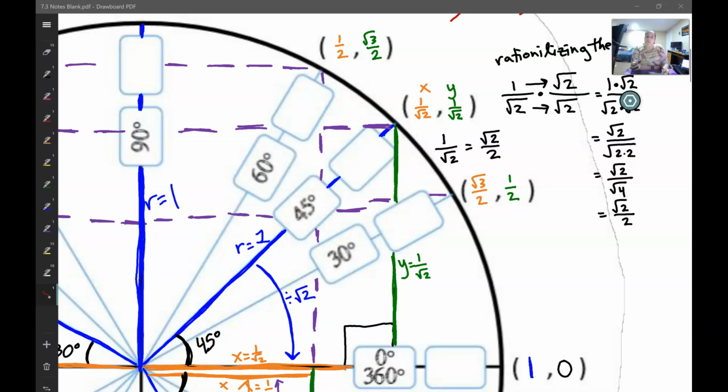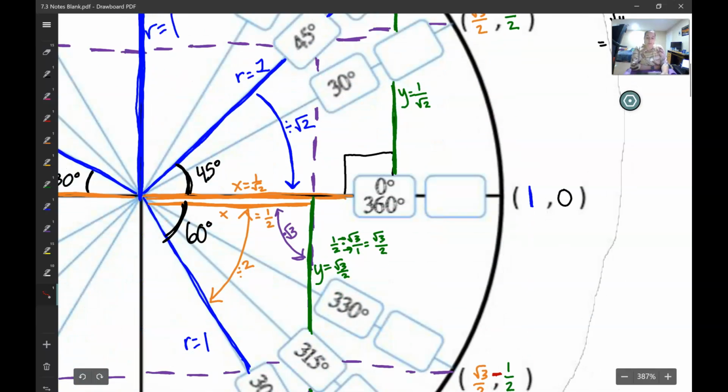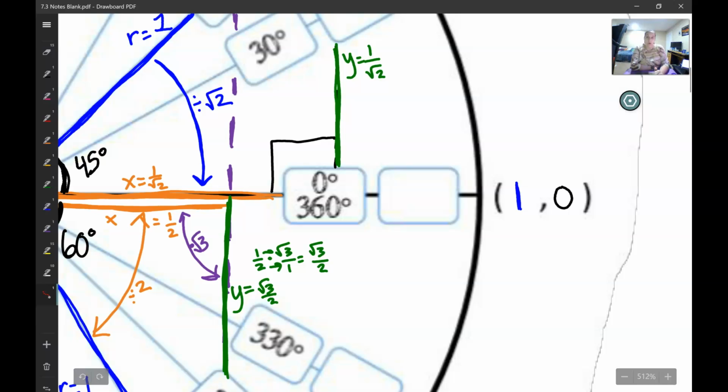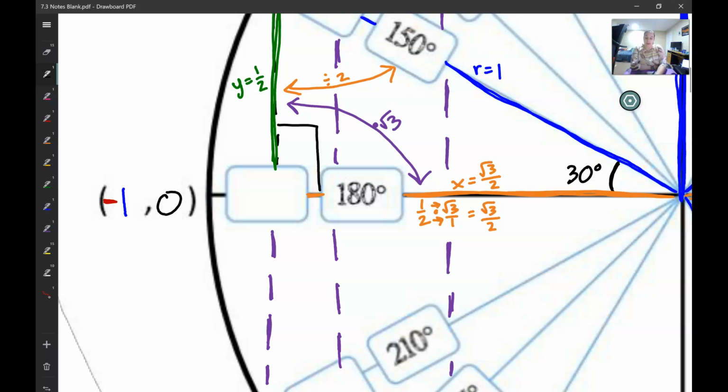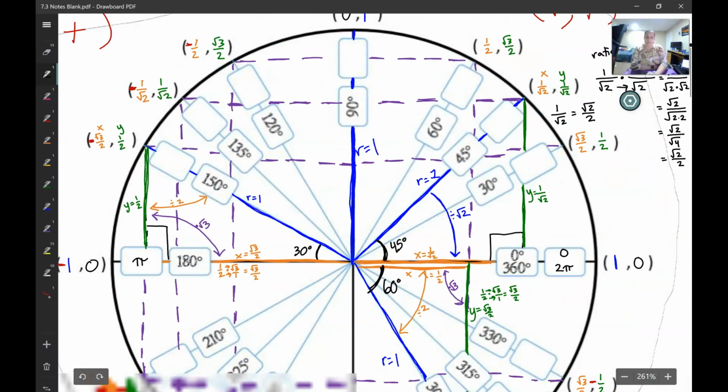Let's talk about radians. There are a couple of these that we already know from class previously. For example, I know that 0 degrees is 0 radians. I also know that 360 degrees, or 1 full circle, is 2 pi radians. If we go across, we know that 180 degrees is pi radians. These are all ones we've talked about in class previously.